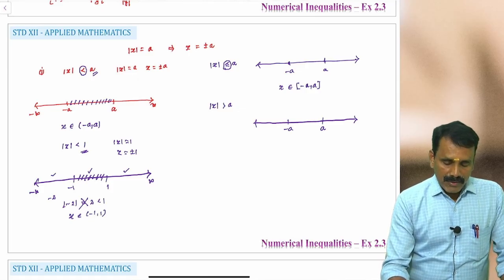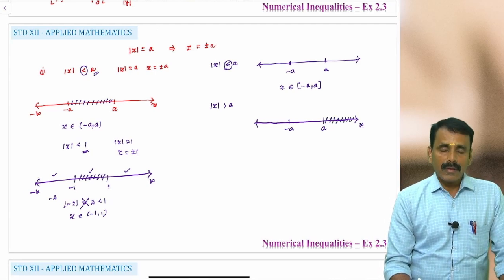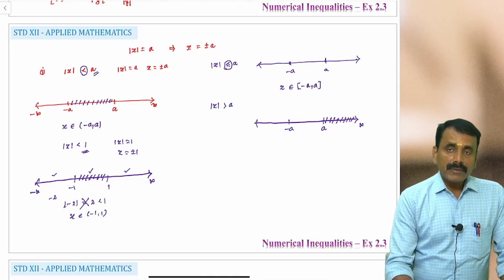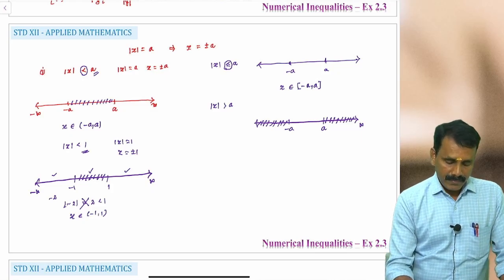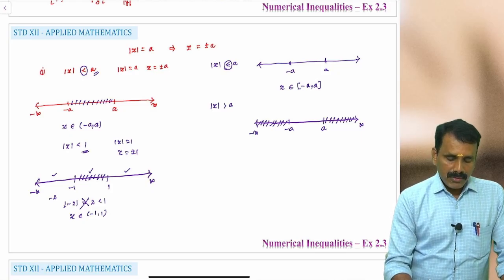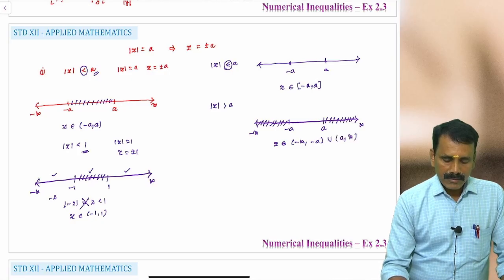The values which lie to the right of a are all greater than a. So we have to choose this part. By symmetry, we can take this part also. When you take modulus of this part, that also will be greater than a. So the solution set for this expression will be x belongs to minus infinity to minus a union a to infinity.